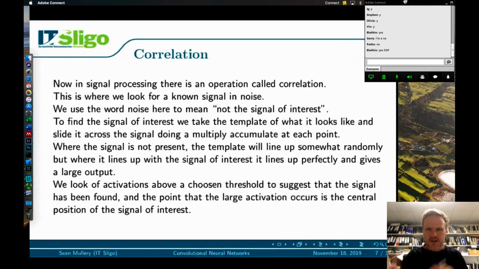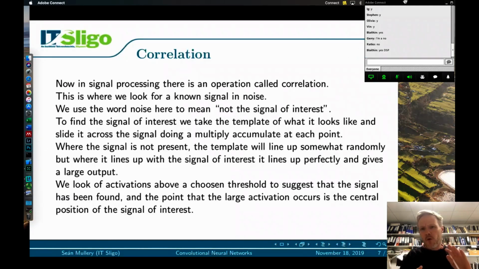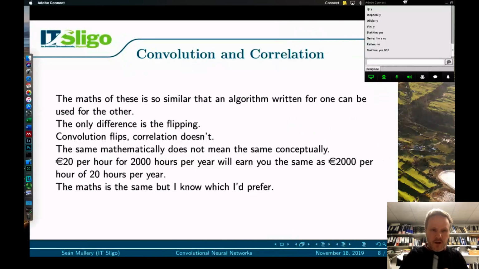Okay, so these two things, convolution and correlation, both involve this idea of sliding one signal across another and multiplying and accumulating at each different point. And the maths is almost identical. The maths of these two is so similar that an algorithm written for one can be used for the other. The only difference between the two is that in convolution we do a flip and in correlation we don't.